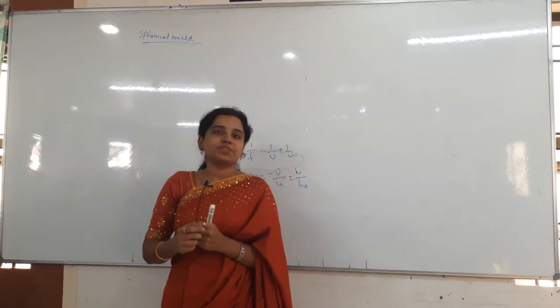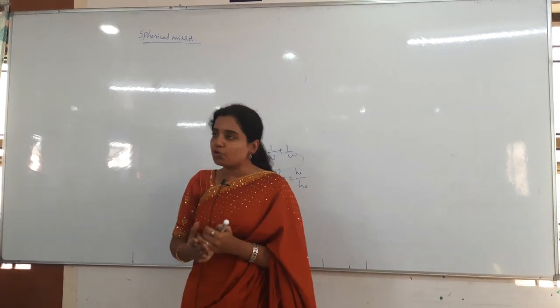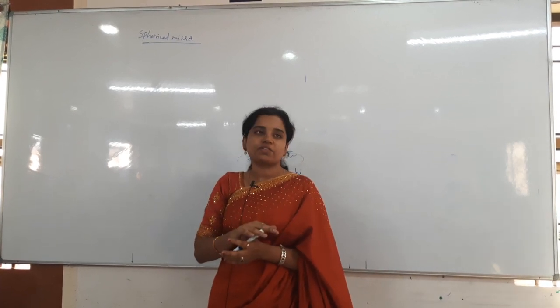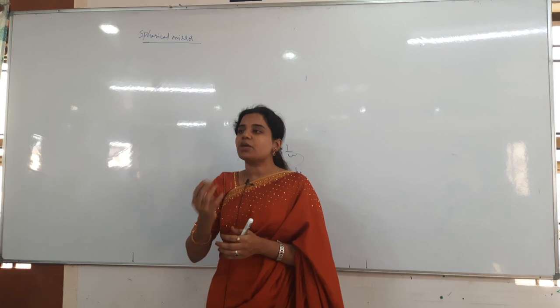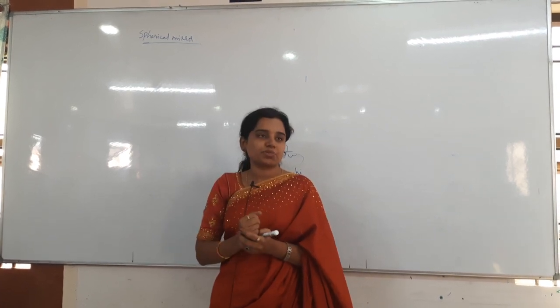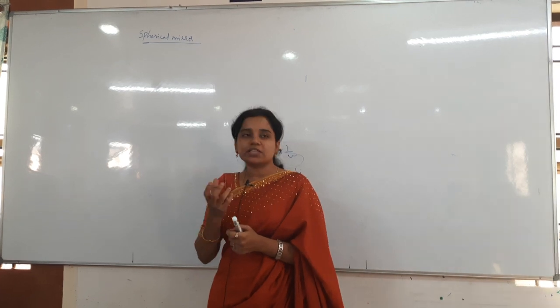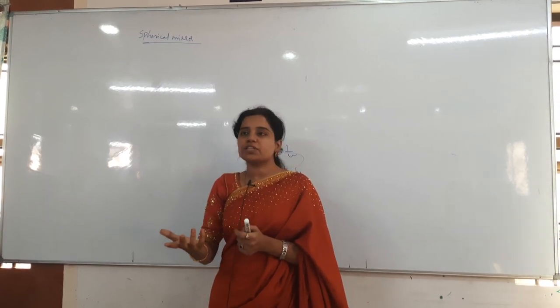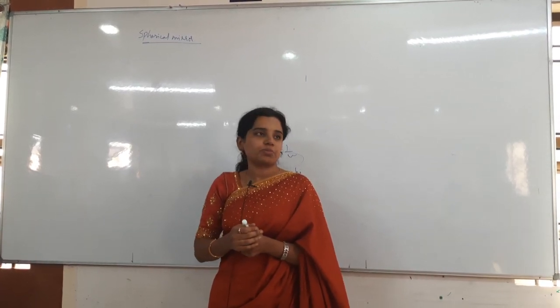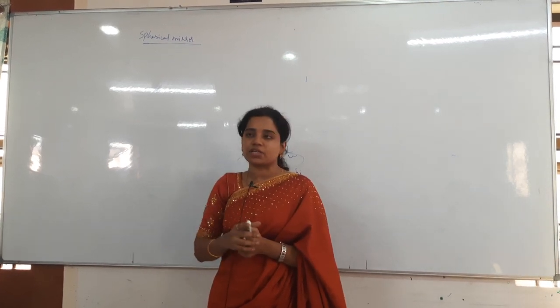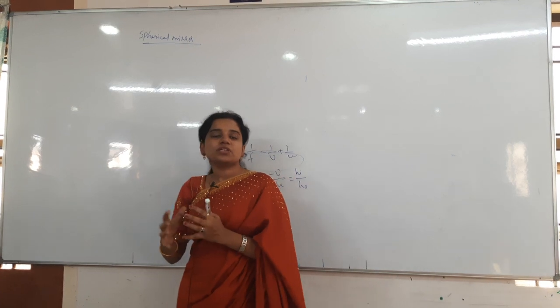For that we will have different definitions. One is pole, another is principal axis, another is focus, then focal length, center of curvature, diameter, aperture. All these different definitions will be mentioned in the problems. They will give them in the terminology. If you don't know the definition, you cannot understand the problem properly. So each and every definition is important, and it will be very easy to understand also. So that is about the different definitions.